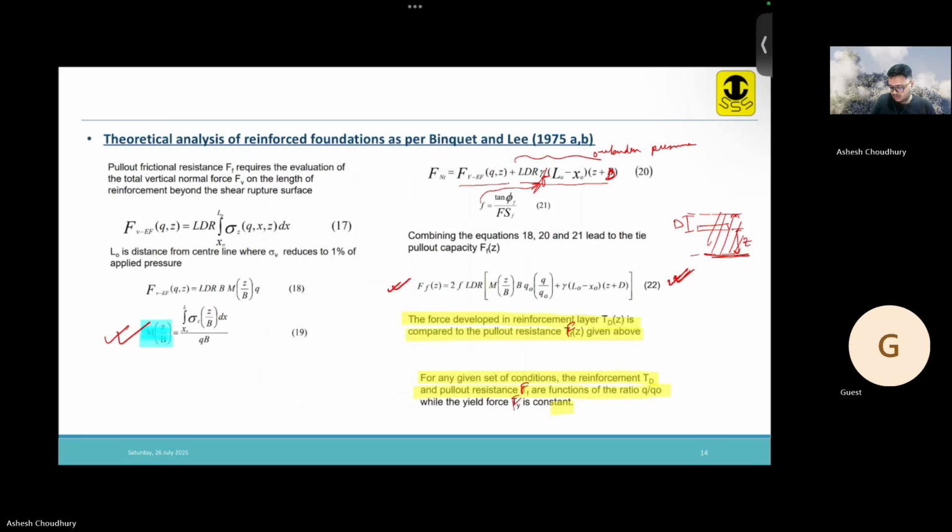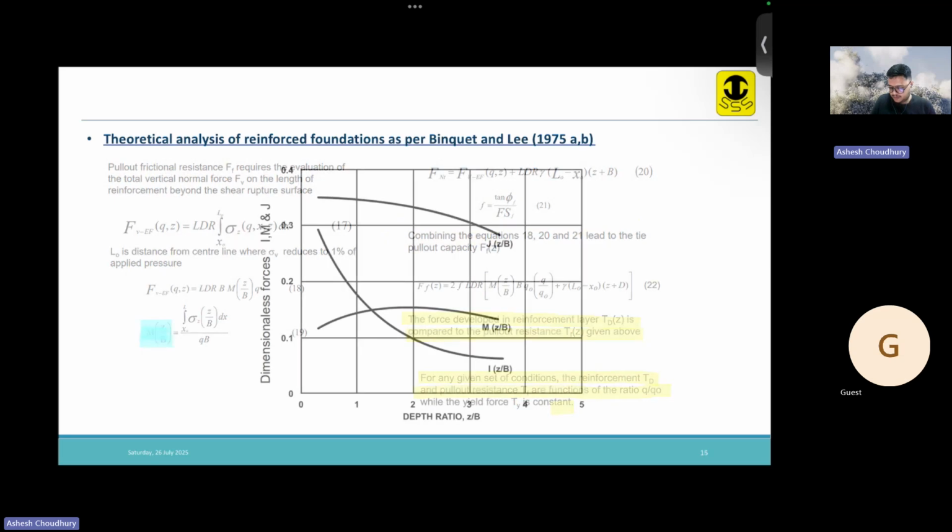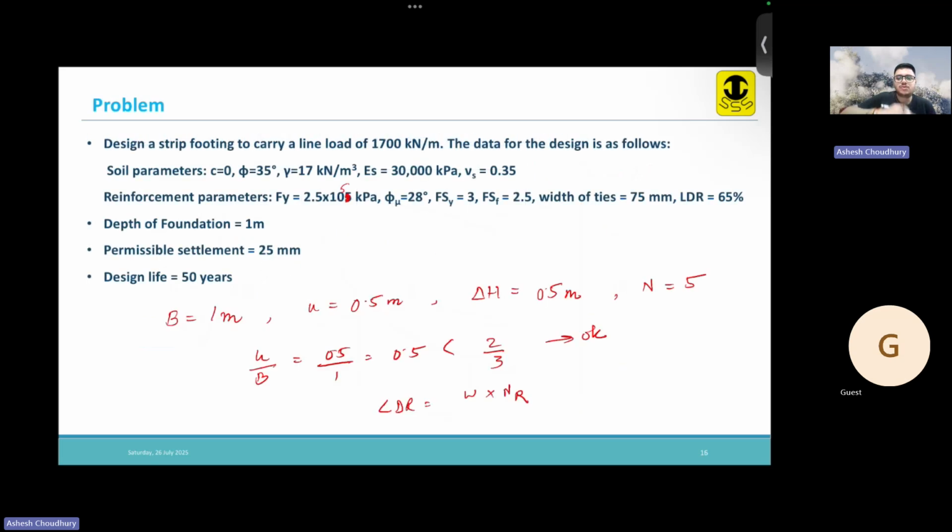Okay, so this NR I found. Number of ties per unit length of the footing. So 8.67 ties we have to put per meter length of the footing. It is in the out of plane direction. You have to put 8.67, more than that, say 9 ties per meter length of the footing.